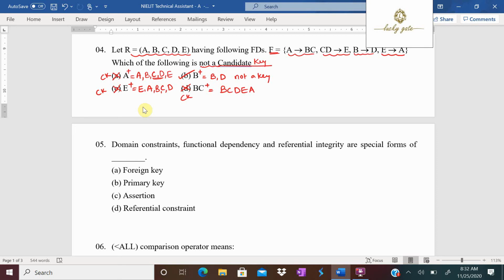Continue with question number 5. Domain constraints, functional dependency, and referential integrity are special forms of what we call assertion. And here referential integrity is also called foreign key constraint. And based on functional dependency, we get primary key. And referential constraint means it is a foreign key constraint. These all are a class of assertions. Assertions are specified on a table. On a table, we specify some conditions. Those are called assertions. So the answer for the question is option C.